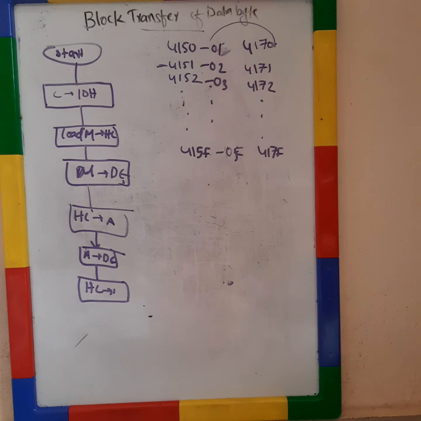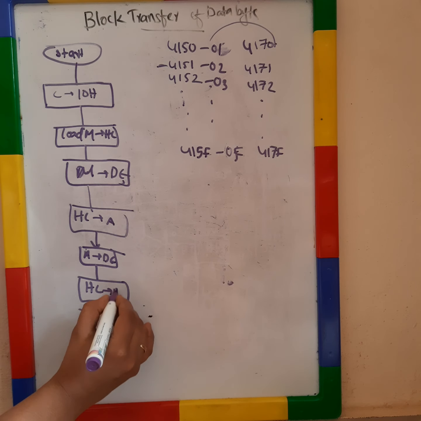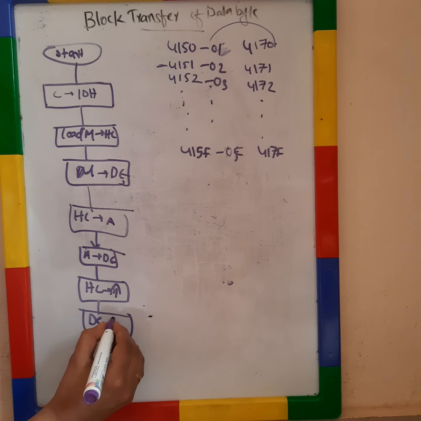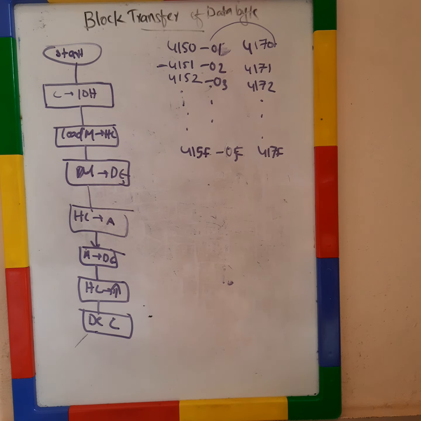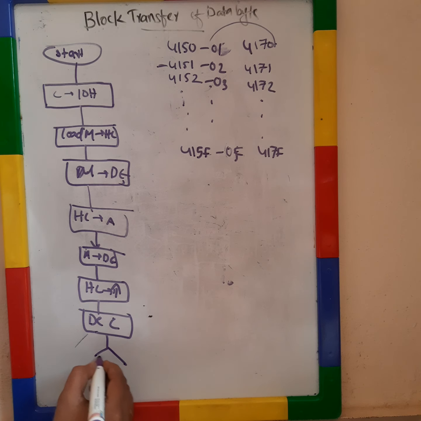Okay, that's why first we will decrement the counter. We will increment the HL pair, and then we will decrement the counter. That means the counter we have stored in the C register. Okay, and then we will check for 0, whether the counter is 0.